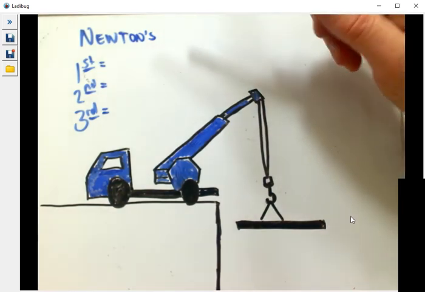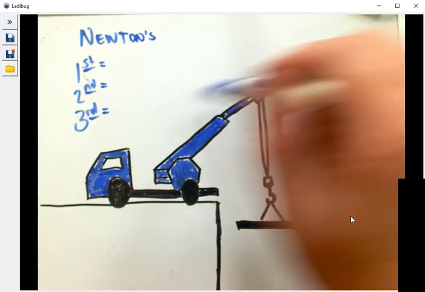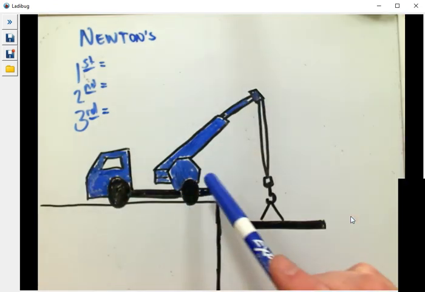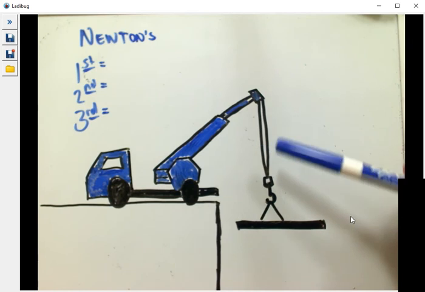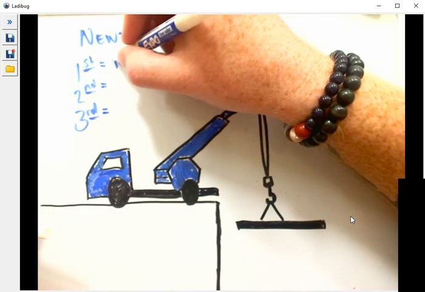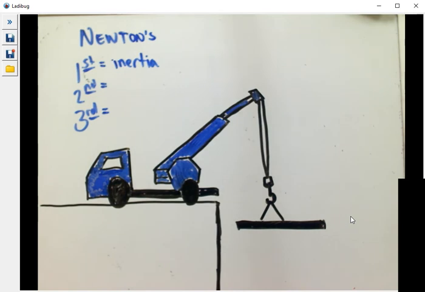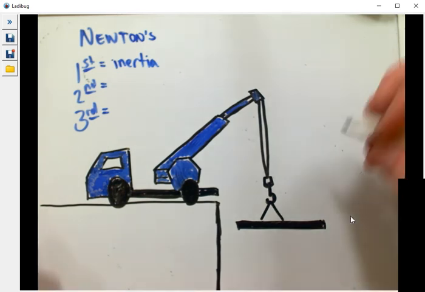Let's take a look at Newton's first, second, and third laws when applying to a crane. A crane is used in construction sites to lift very heavy objects such as metal beams. So, Newton's first law deals with the concept of inertia. And inertia describes an object's tendency to keep its motion.